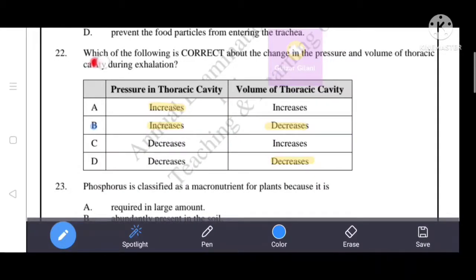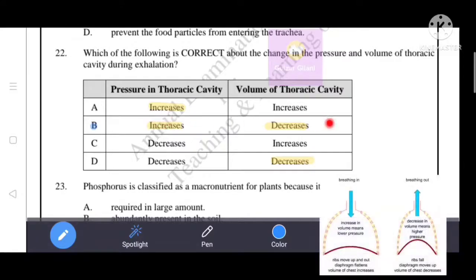Next question. Which of the following is correct about the change in the pressure and volume of the thoracic cavity during exhalation? Pressure will increase in the thoracic cavity in exhalation and volume will decrease. Our both correct answers are in option B. That's why B is the correct answer.